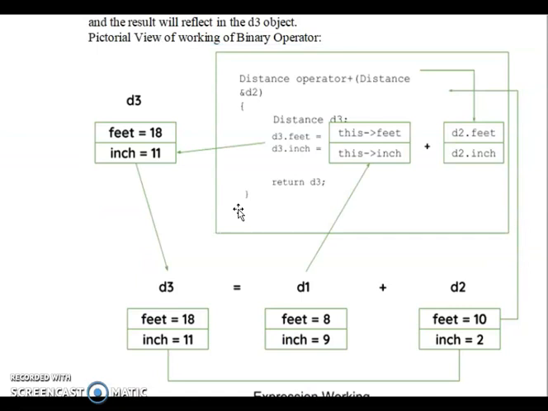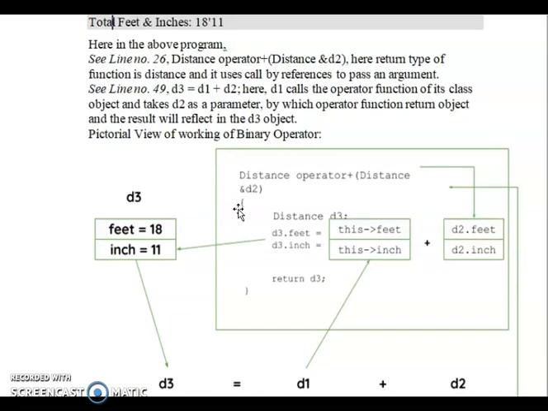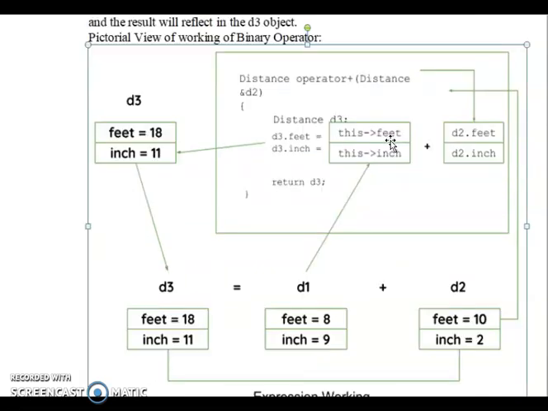Here in the above program, let's see line 26, Distance operator. The return type of this function is Distance, and it is called by reference to pass an argument. See line 49, d3 equal to d1 plus d2. Here d1 calls the operator function of its class object and takes d2 as a parameter, by which the operator function returns the object and its result will be reflected in the object d3. This is a practical way of binary operator overloading.